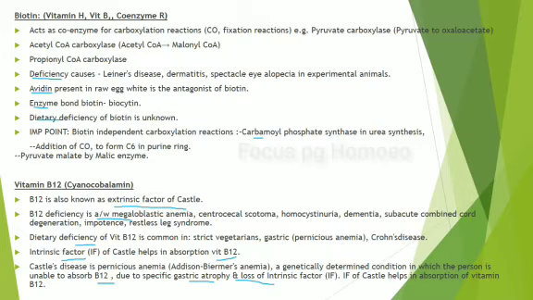Vitamin B12, cyanocobalamin. It is the extrinsic factor of Castle. Its deficiency is associated with megaloblastic anemia, centrocecal scotoma, homocystinuria, dementia, subacute combined cord degeneration, impotency, restless leg syndrome. Dietary deficiency of B12 is common in strict vegetarians, gastric pernicious anemia, Crohn's disease. Intrinsic factor of Castle helps in absorption of B12, and Castle's disease is pernicious anemia, a genetically determined condition in which the person is unable to absorb vitamin B12 because of specific gastric atrophy, loss of intrinsic factor.